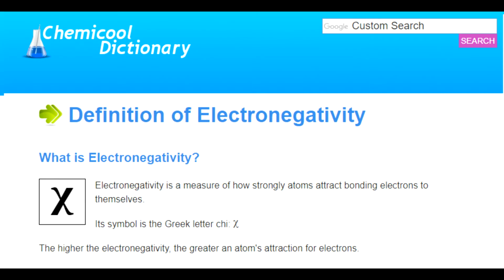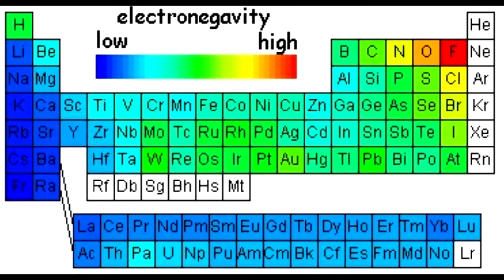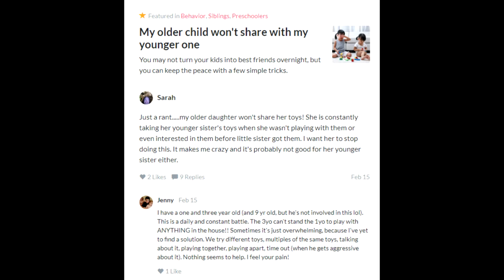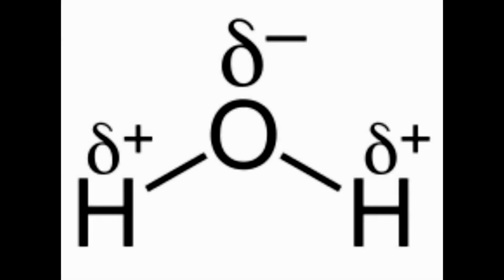Chemical Dictionary defines electronegativity as the measure of how strongly atoms attract bonding electrons to themselves. Polarity is when there are different electronegativities in a molecule and the bonding electrons are not equally shared. When an atom has a high electronegativity, it will likely have a partial negative charge. This affects the attraction between atoms. The best example of this is a water molecule, H2O. The two hydrogen atoms have a partial positive charge, while the oxygen atom has a partial negative charge. This is because it is electronegative.